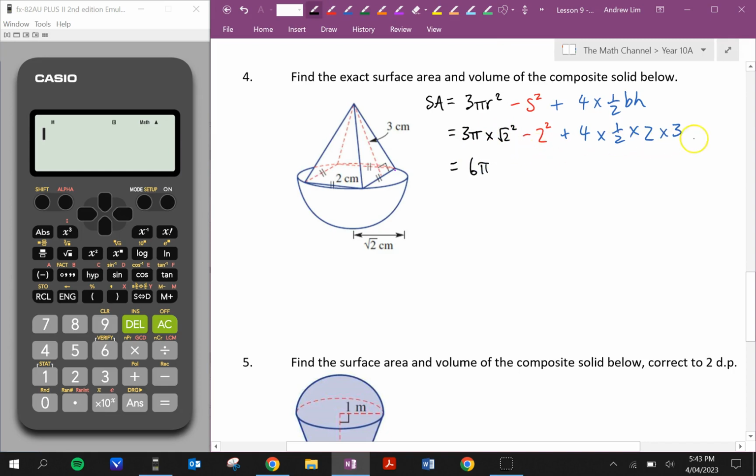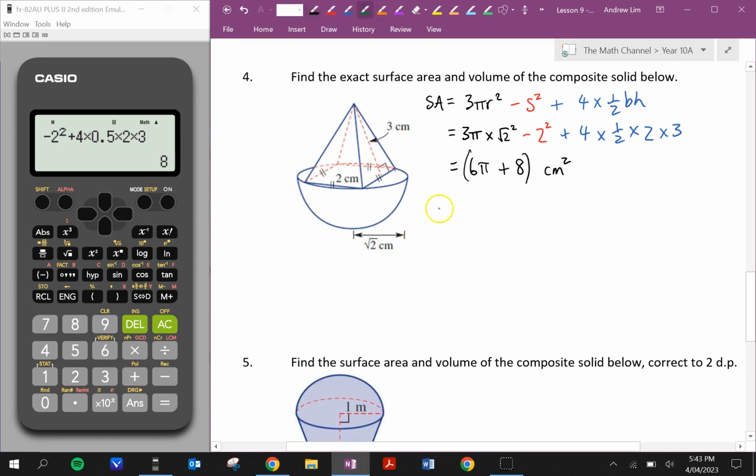And then we can just pretty much do the rest in our calculator because there's no pi in there. So we've got 2 squared, actually let's do this, minus 2 squared plus 4 times half times 2 times 3, which is 8. It's positive 8 plus 8. Surface area, so this is centimeters squared, because all of these are in centimeters.